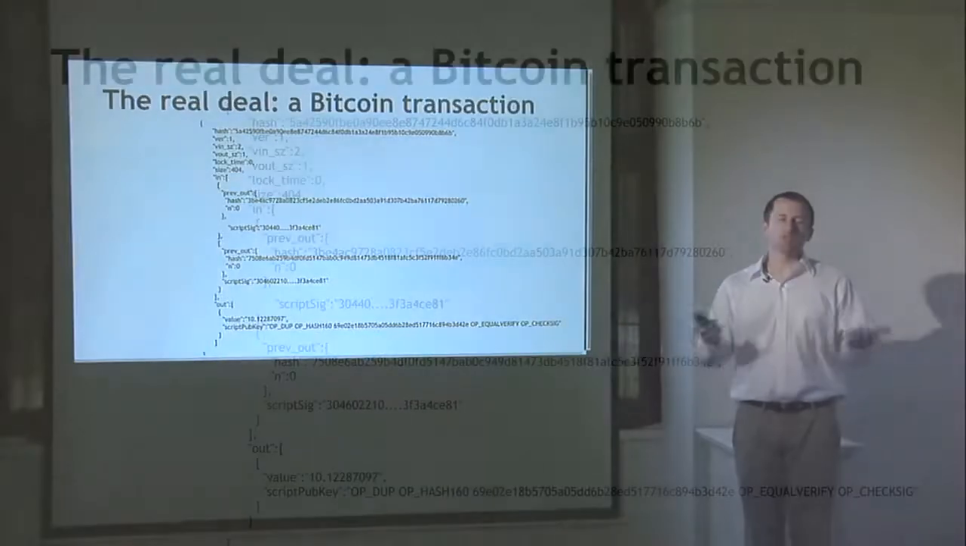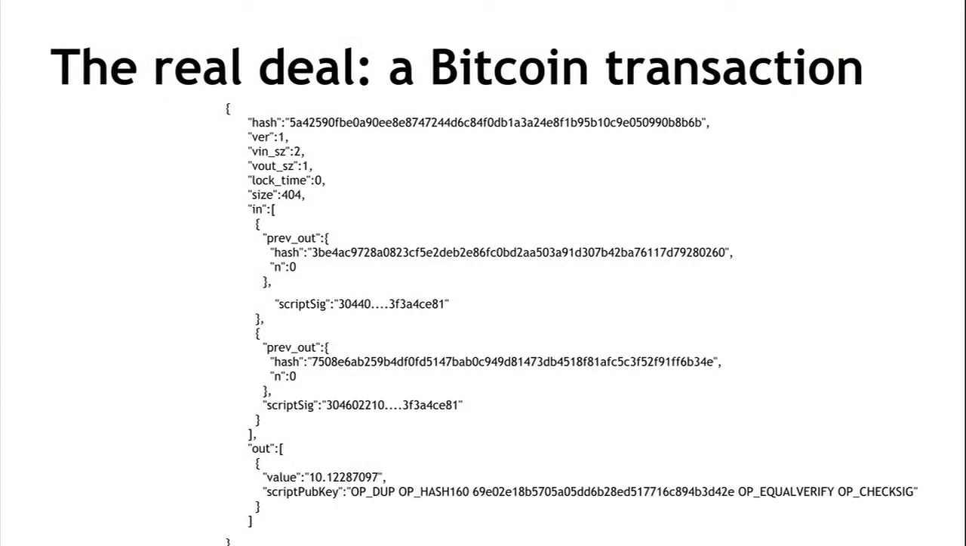So conceptually, that's really all there is to a Bitcoin transaction. And let's look at what it looks like at the low level. One of the goals of this lecture is to show you the real data structure, the real deal of what Bitcoin looks like. And here it is. Now, this isn't exactly what a Bitcoin transaction looks like.